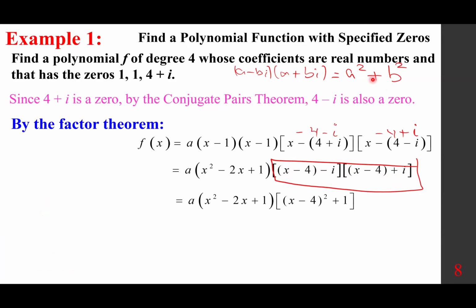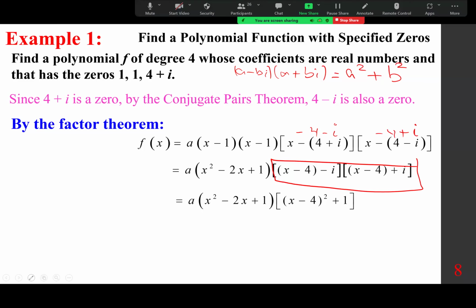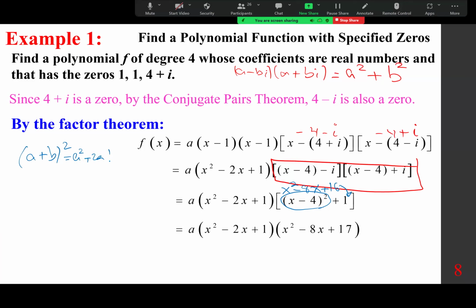Now, we should know this is x squared minus 8x plus 16, and with the 1 it becomes 17. Again, we all know a plus b squared is a squared plus 2ab plus b squared, and if we happen to have a negative sign here, that goes here. And now I'm going to give you the last step.